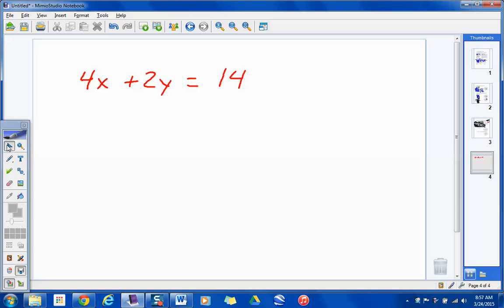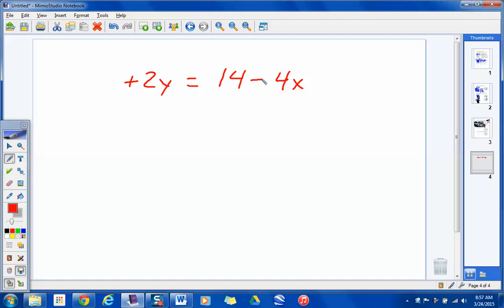Got to kick 4x out. I'm going to take 4x and move it to the other side, guys. If I move the 4x to the other side, it's positive over here already. What's it going to be if I move it to the other side? So this will be 14 plus or minus 4x. Guys okay with that? Move the 4x to the other side.